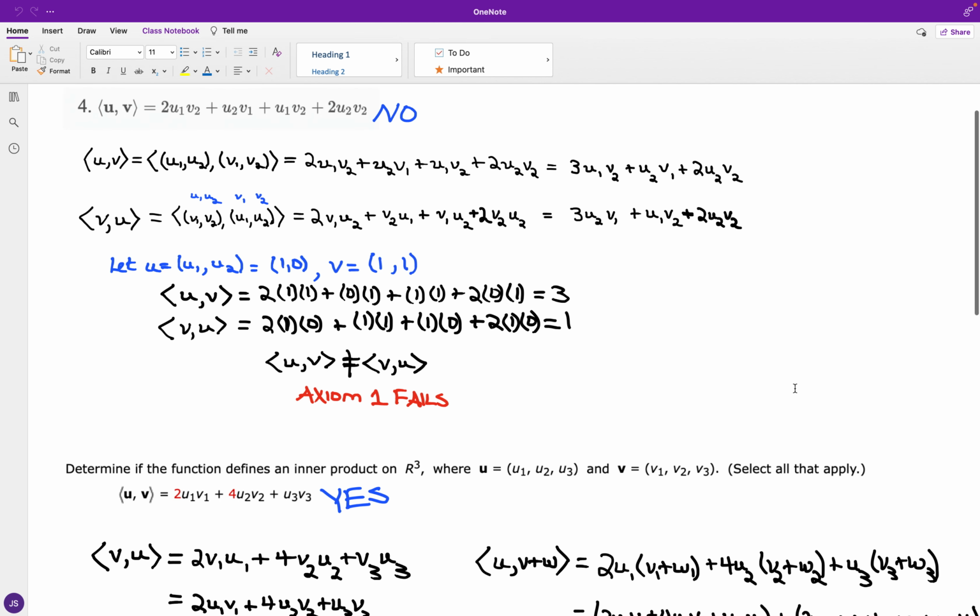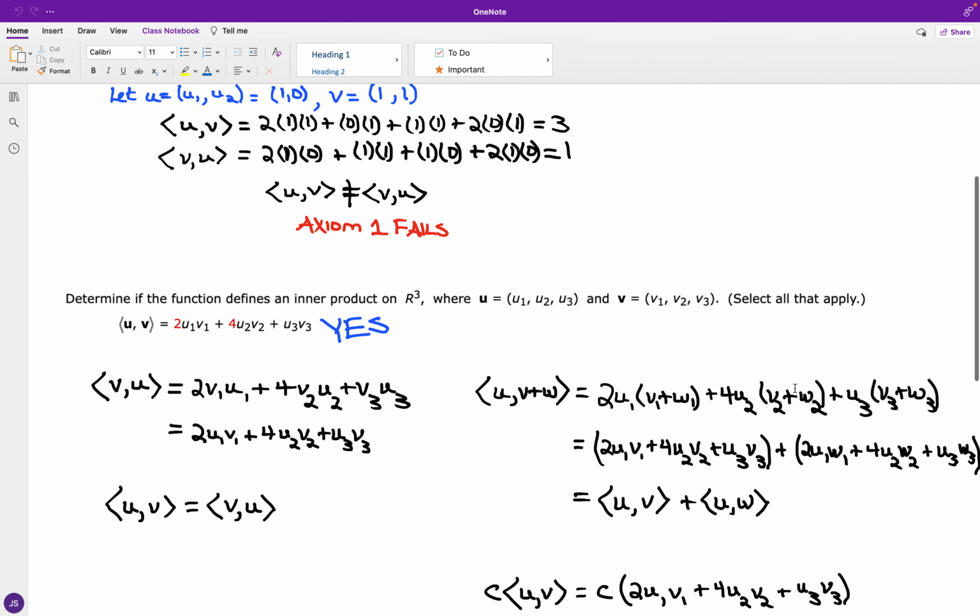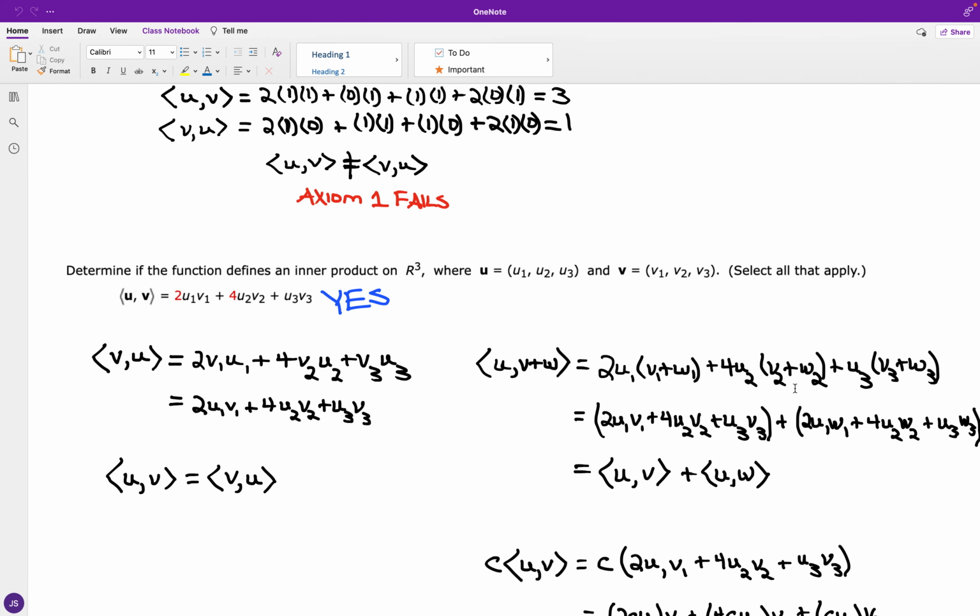Now, if we look at the case of R3, it says to determine if the function defines an inner product on R3, where we have u equal to u sub 1, u sub 2, u sub 3, and v equal to v sub 1, v sub 2, v sub 3, and the pairing of u and v is 2 times u sub 1 v sub 1, plus 4 u sub 2 v sub 2, plus u sub 3 v sub 3. And I've already said yes.